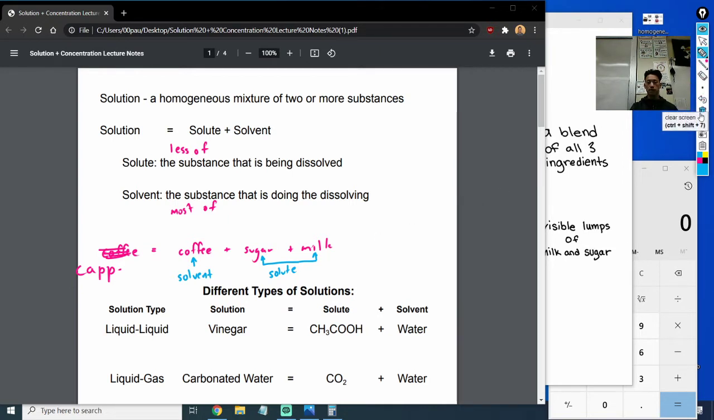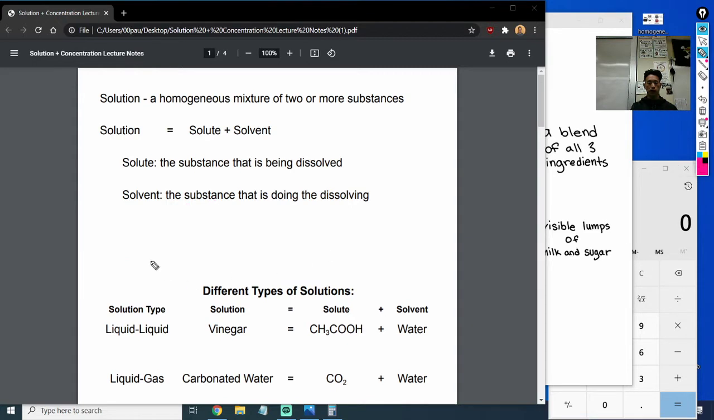Okay, another example of this would be if you had lemonade, right? Lemonade is a solution because everything kind of looks the same inside of there. We know that lemonade is made out of water. It's made out of sugar.